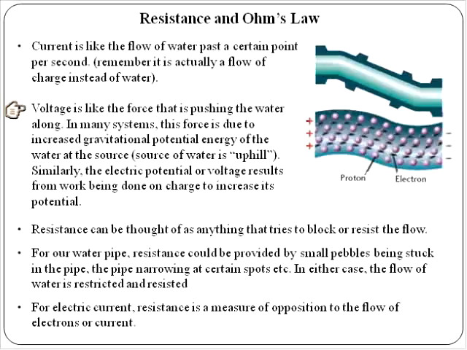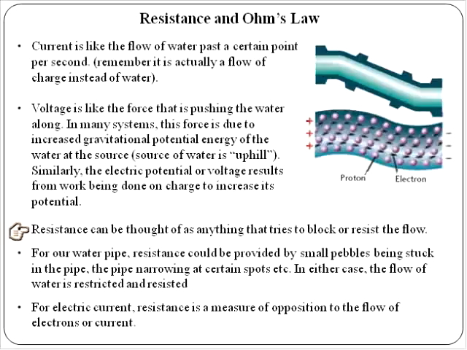So electric potential energy, or voltage, is basically work being done on the charge to give it some potential energy. And resistance then is anything that resists that flow. Think of things like friction, right?